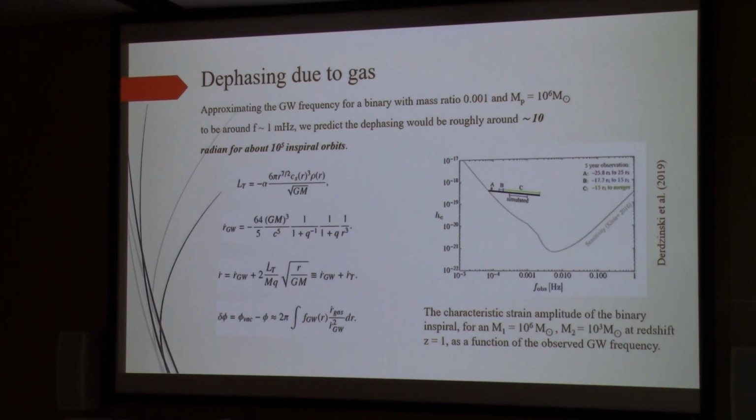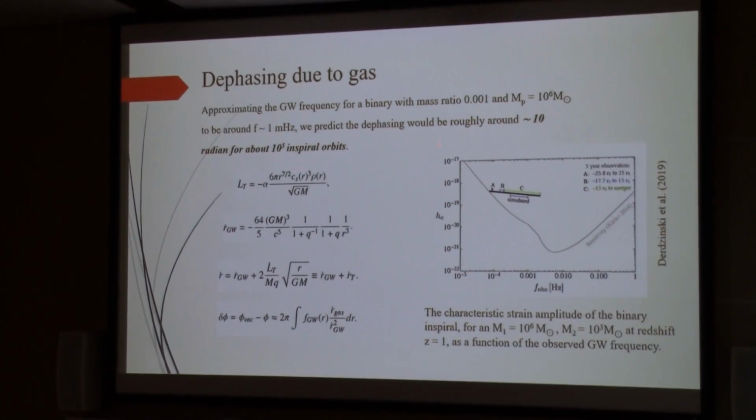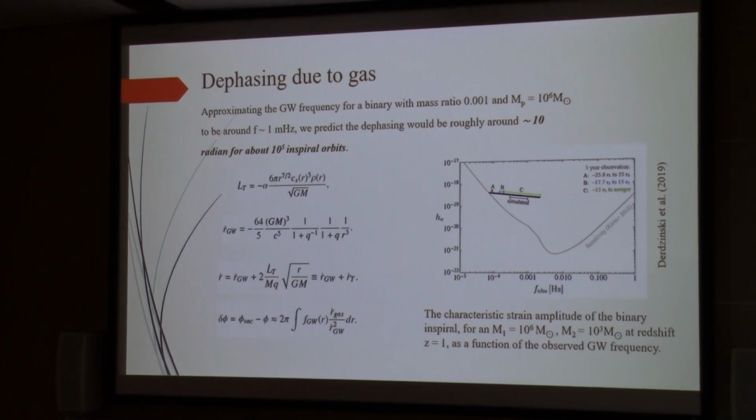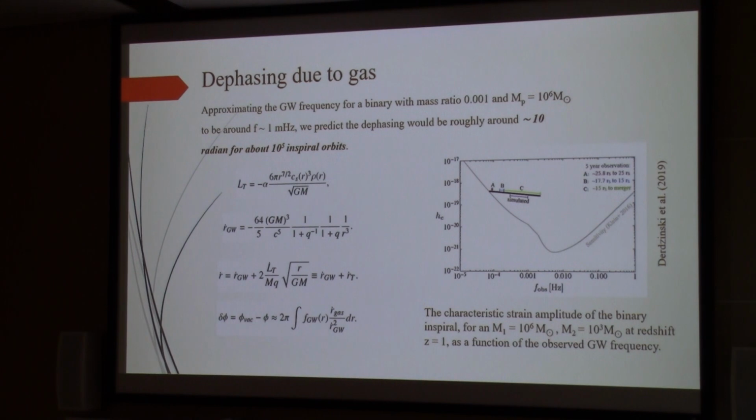Okay, now we can do some very hand-waving estimations of how much phase shift we can observe in the gravitational wave due to these environmental effects. Again, we roughly estimate for a binary system with a primary of 10 to the 6 solar masses and a secondary of 10 to the 3 solar masses, in the inspiral phase, we expect about 1 millihertz gravitational waves. Doing these hand-wavy calculations, we concluded that we can have about 10 radians of phase shift in about 10 to the 5 inspiral orbits, and 10 to the 5 inspiral orbits is about 2 or 3 years of observational time for LISA.